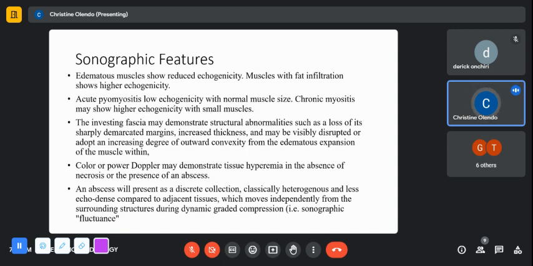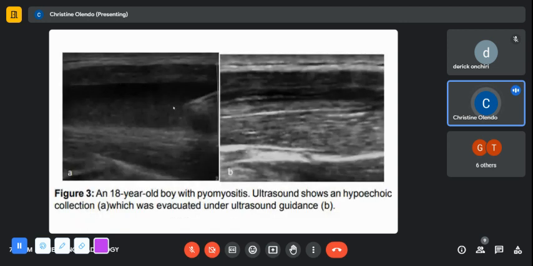Color or power Doppler would show tissue hyperemia in the absence of necrosis, and the presence of an abscess as well. So an abscess will present as a discrete collection. It will be heterogeneous and less echodense compared to the adjacent tissue, and it will move independently from the surrounding structures during graded compression, which is termed sonographic fluctuance of the abscess.